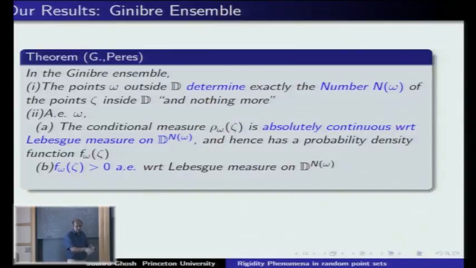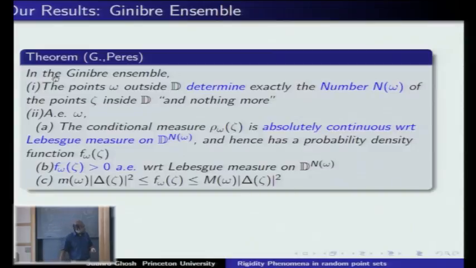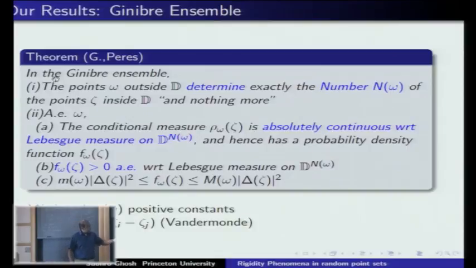I will come to that point in a moment, actually. So we have this conditional density, which is positive almost everywhere. And we can also show that this conditional density is actually comparable to the squared Vandermonde density. So even under conditioning, the inside points show the same kind of quadratic repulsion in the space variable as the full ensemble.